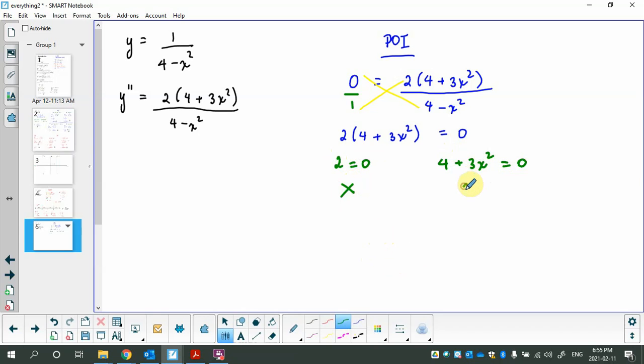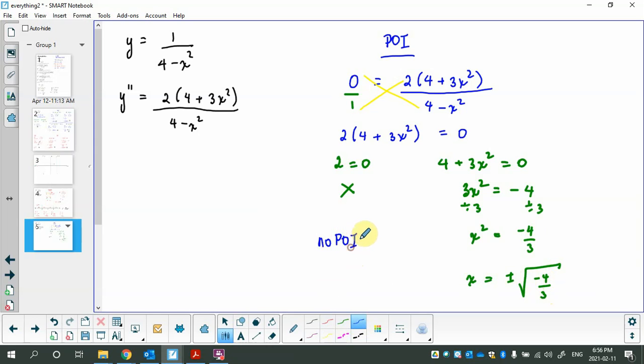And this, I'm going to take the 4 across the equal sign and make it negative, and then I'm going to divide by 3 on both sides. So x squared is equal to negative 4 over 3, and then I'm going to plus minus square root. And hopefully you remember that you can't square root a negative number, and we're graphing, so i's are garbage. So we end up in this particular case of having no points of inflection. And you're thinking to yourself, well, this is a great deal. That means I don't have a test.